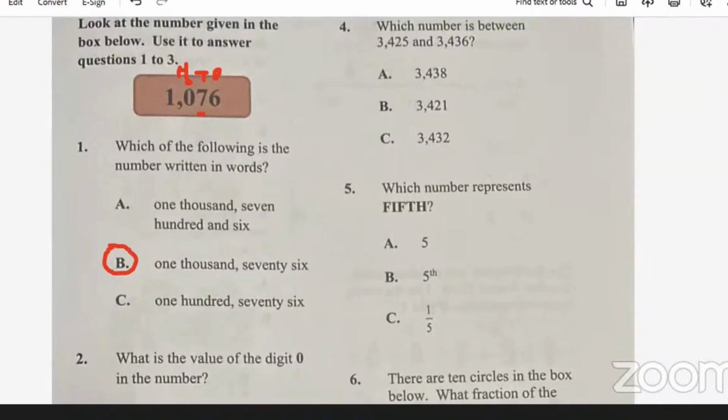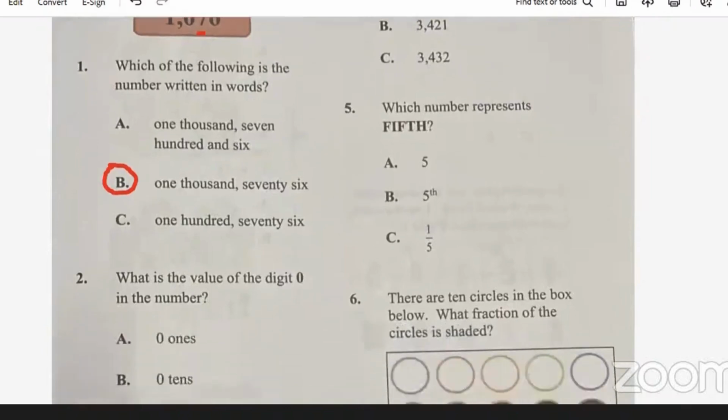So the answer would be 1,080. 1,080 is the number rounded to the nearest 10. Is it closer to 80 or closer to 70? In this case, it was closer to 80.